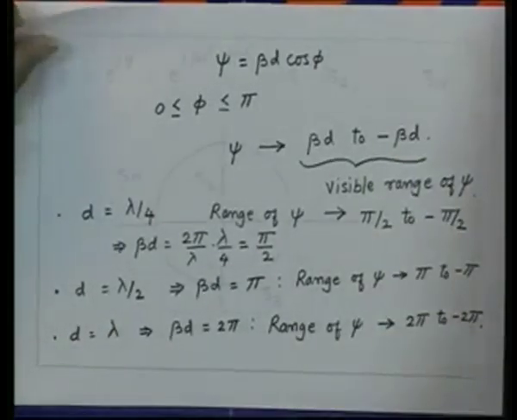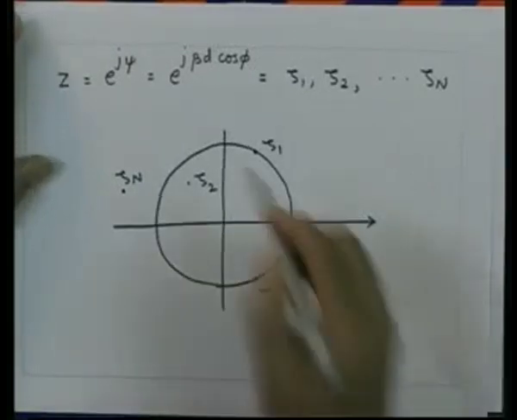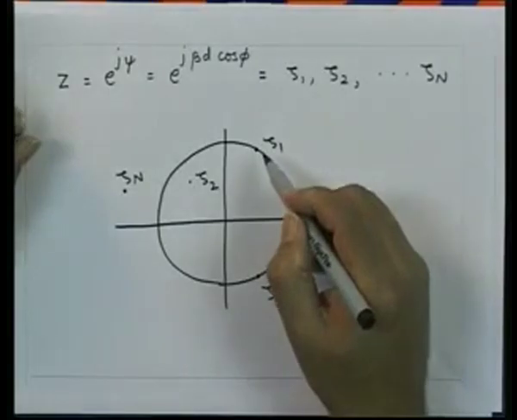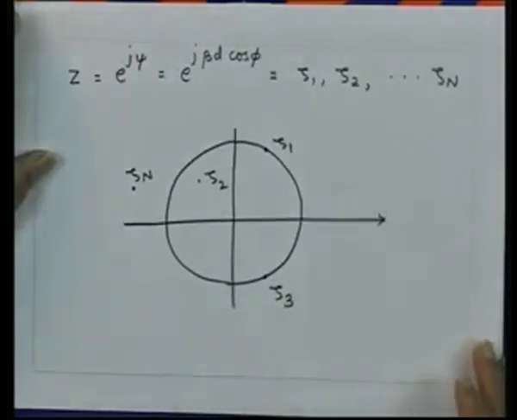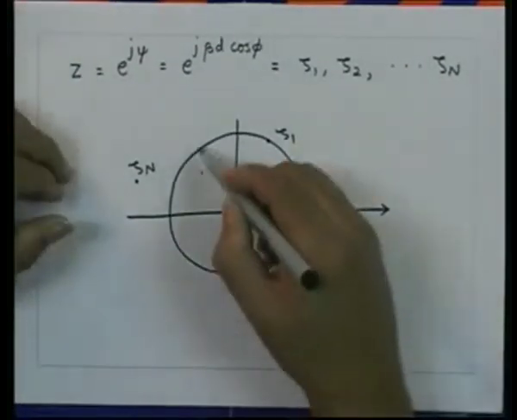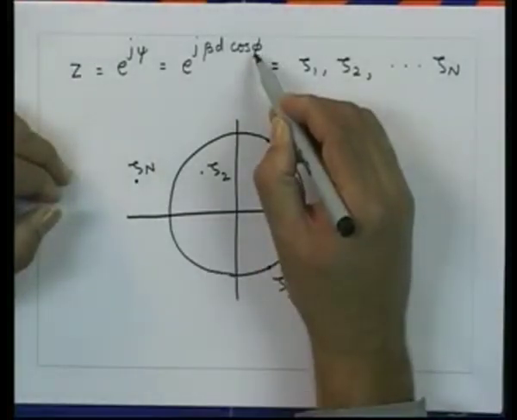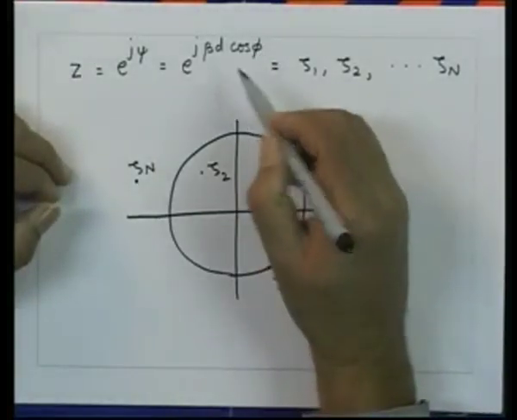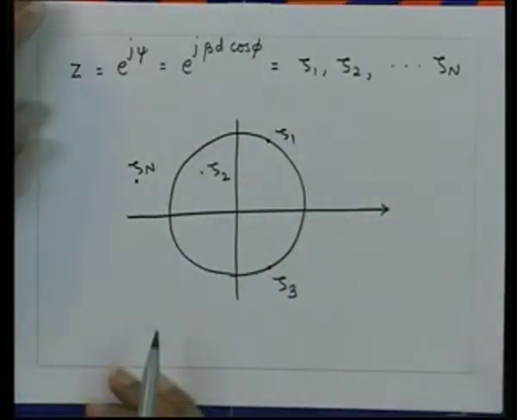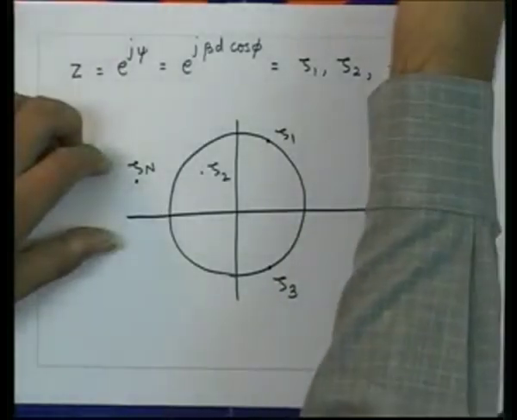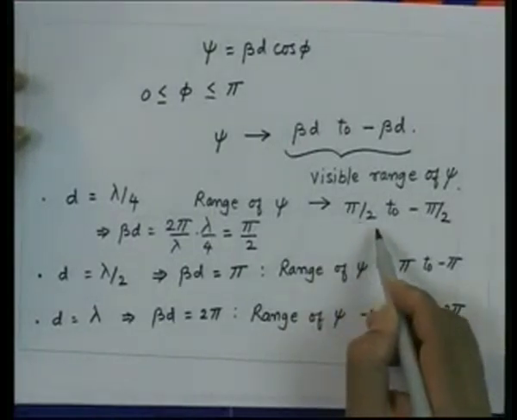Let us go back to the unit circle in the complex plane, and then I ask, for different values of d, what is the angular sector covered by the physical range of psi? The point lies on this circle, and as I change the value of phi from 0 to pi, the value will change from beta d to minus beta d, passing through 0. So if I take d equal to lambda by 4, in this case, the range of psi is from pi by 2 to minus pi by 2.